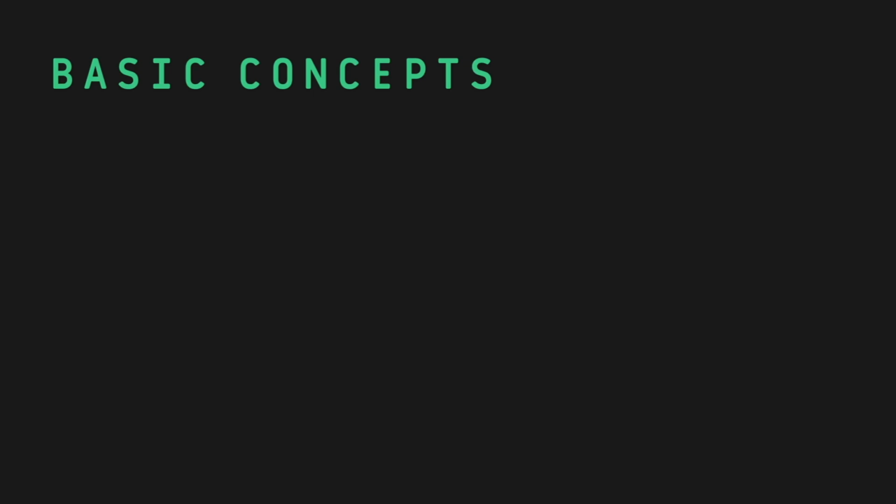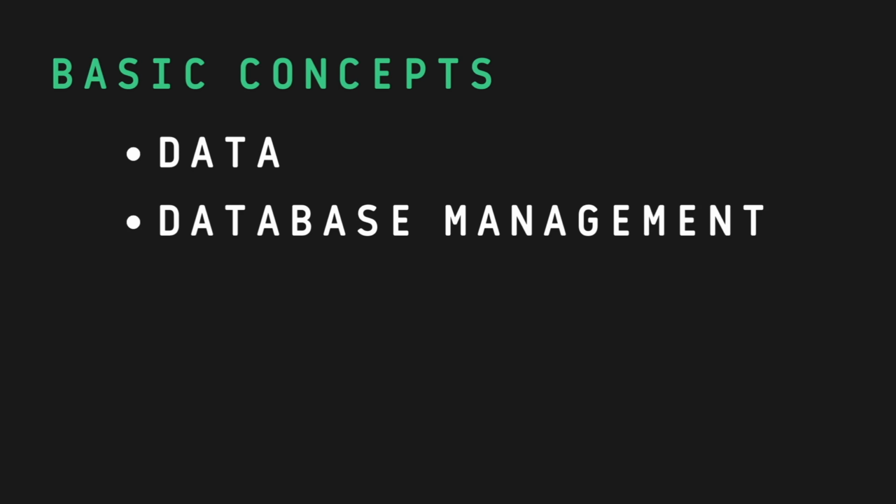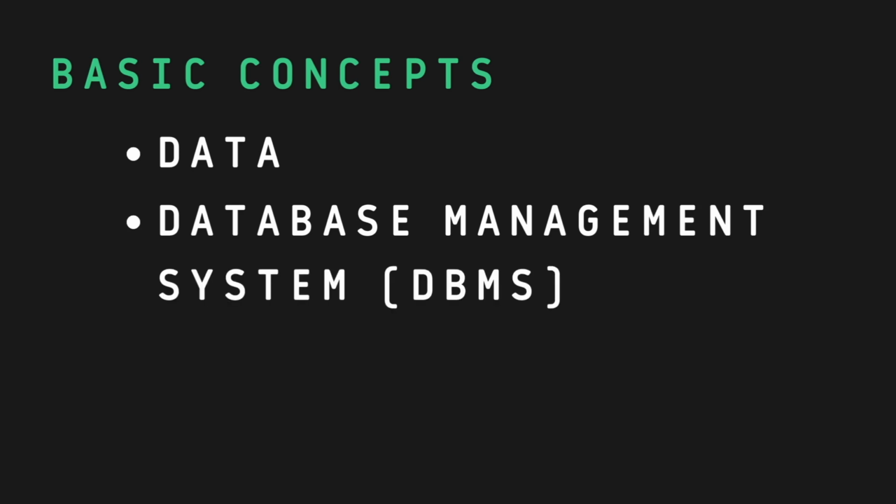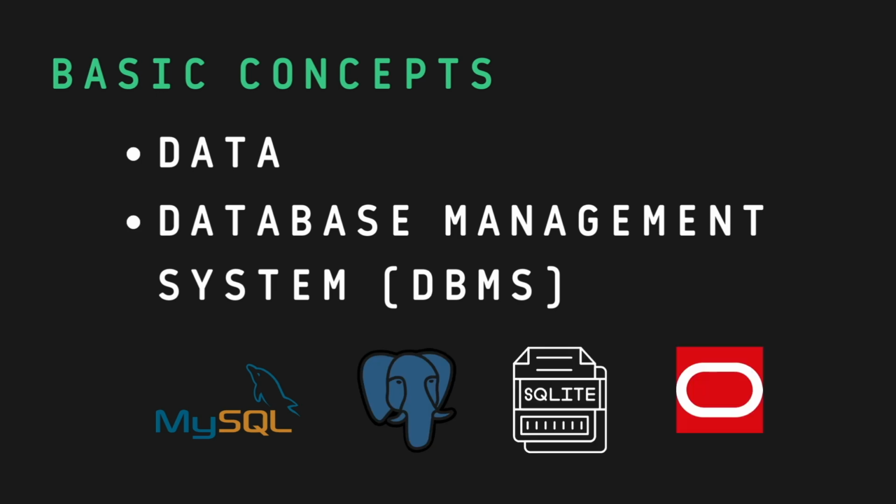For the basic concepts, we have data, which is the raw information that you want to store. Examples would be names, addresses, phone numbers, and so on. Second, we have the database management system, which we refer to as DBMS. This is software that interacts with the user applications that we create and the database itself to capture and analyze data. For example, we have MySQL, PostgreSQL, SQLite, Oracle, and the like.